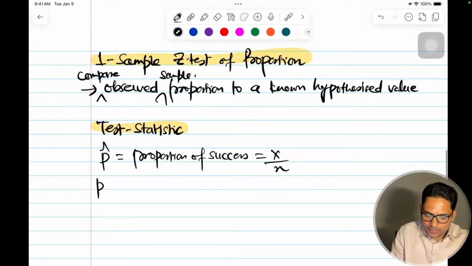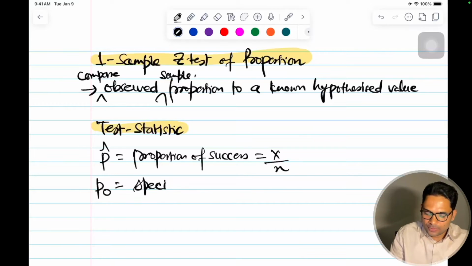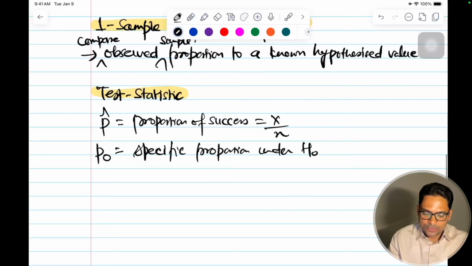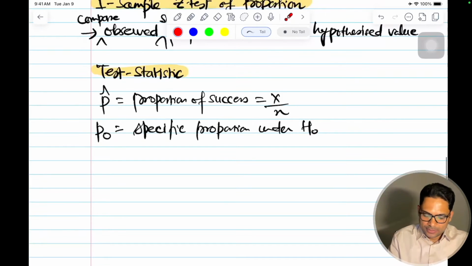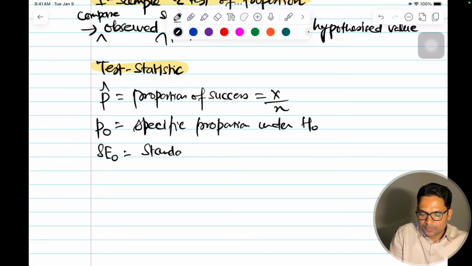Then there is something called p naught. That is a specific proportion under the null hypothesis, or the hypothesized value. Consider the null hypothesis is true. This is what we are going to compare against. So p hat and p naught are defined, and now the standard error we know. This will be the standard error under the null hypothesis. H0 is the null hypothesis.